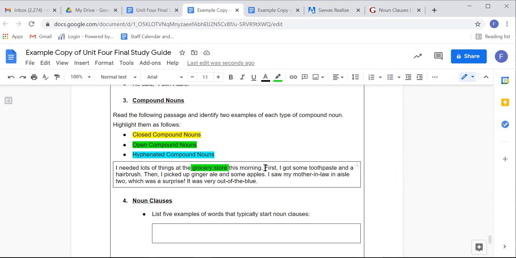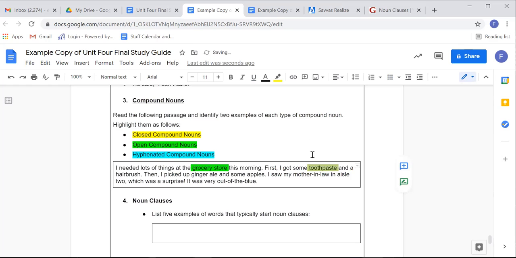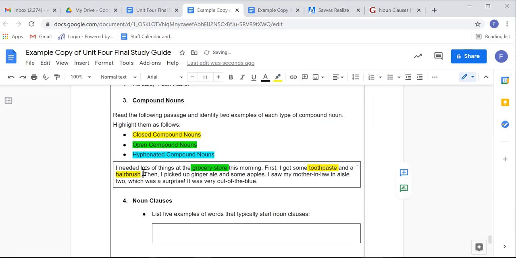Next sentence. First, I got some toothpaste and a hairbrush. I also have 2 compound nouns in this sentence, and both of them are closed. Toothpaste is closed, but it is a compound noun because tooth and paste are both their own words. But when I put them together, they also mean an entirely different noun. And same with hairbrush. That's also going to be a closed compound noun. There's no space between the 2 words, but when I put them together, they create a whole separate noun.